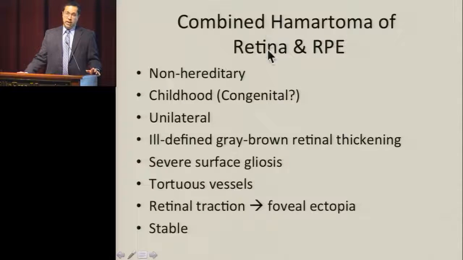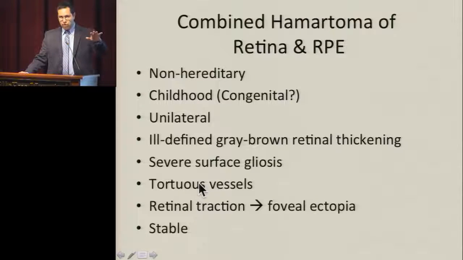So, going back, I think you'll find your answer here. It's not hereditary. Again, this is not a hereditary condition. It's seen in children. It could be congenital. It's unilateral. Usually it has that ill-defined gray to brown color. It's a retinal thickening with this very typical color. It has severe surface membrane gliosis.